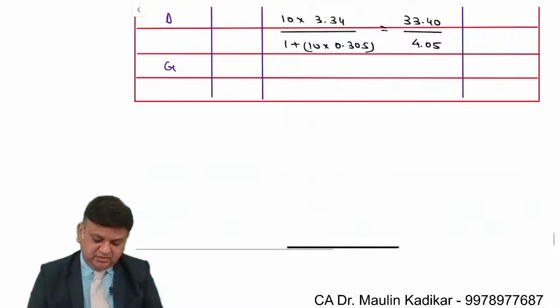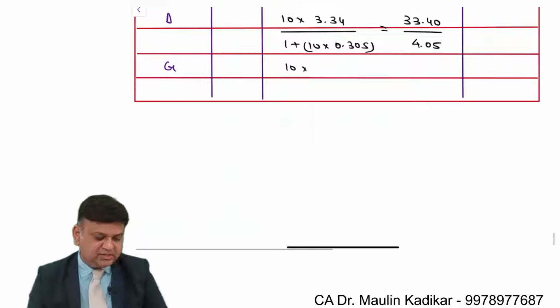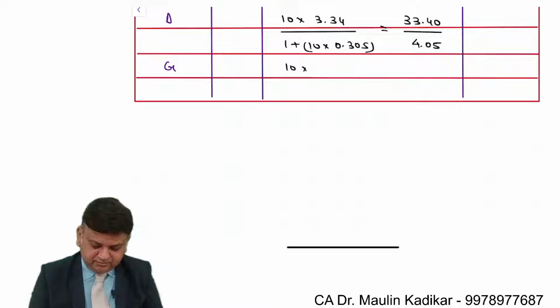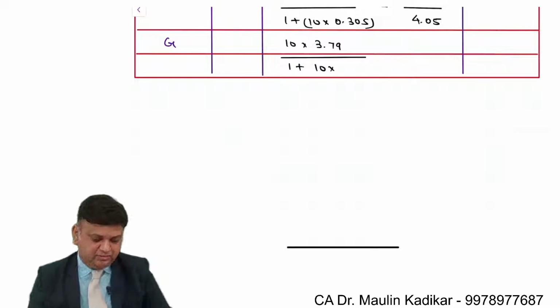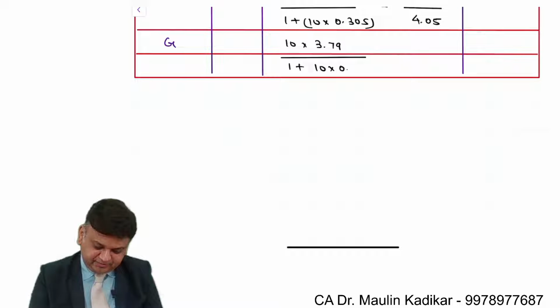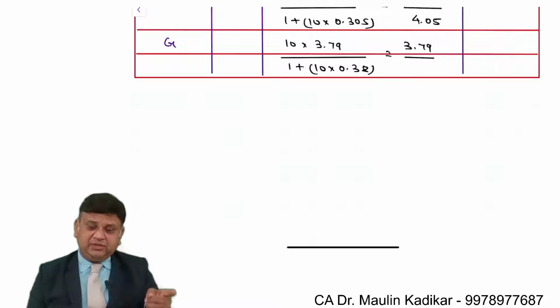Next, security G, it is 10 into 3.79 divided by 1 plus 10 into 0.38. So it is 3.79 divided by 3.8 plus 1, 4.8.